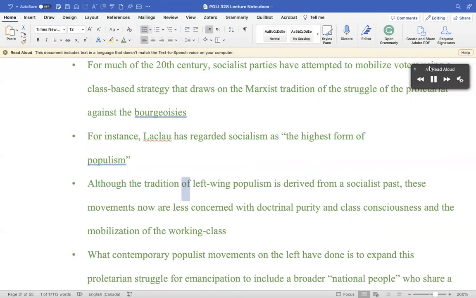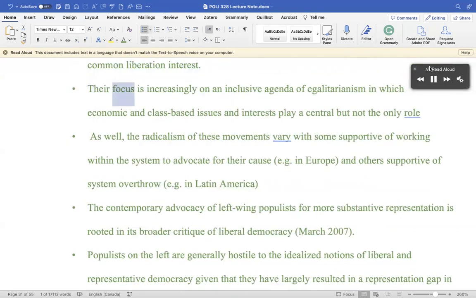Although the tradition of left-wing populism is derived from a socialist past, these movements now are less concerned with doctrinal purity and class consciousness and the mobilization of the working class. What contemporary populist movements on the left have done is to expand this proletarian struggle for emancipation to include a broader, national people who share a common liberation interest. Their focus is increasingly on an inclusive agenda of egalitarianism in which economic and class-based issues and interests play a central but not the only role.